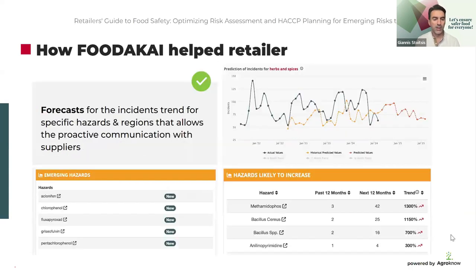And one last part, which was very critical, is the use of forecasts for incident strength, but also for specific hazards coming for specific regions, which allow proactive communication with suppliers.